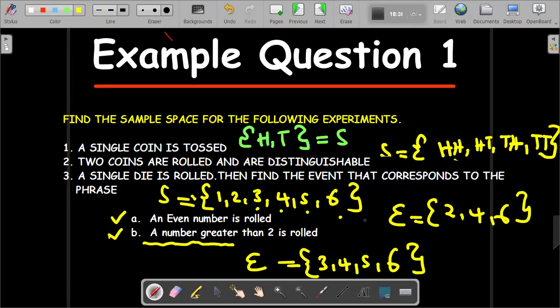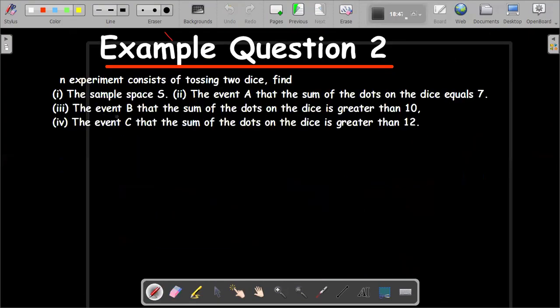Okay, all right, so I'll proceed to example 2. We have this very nice question here. This question was in test 1 last year.